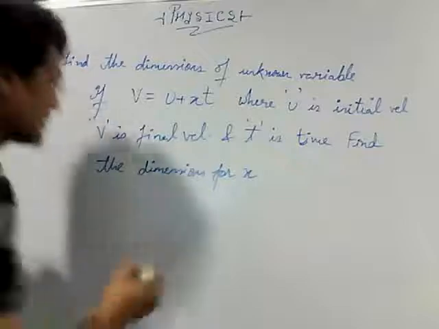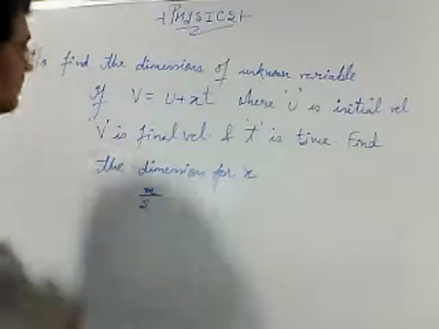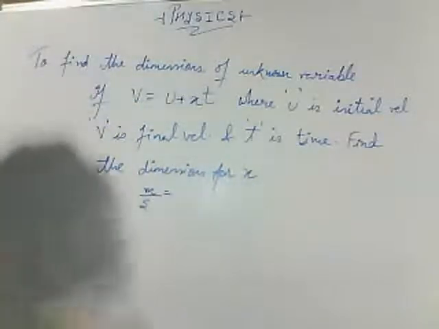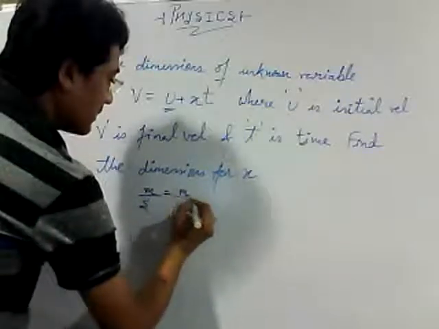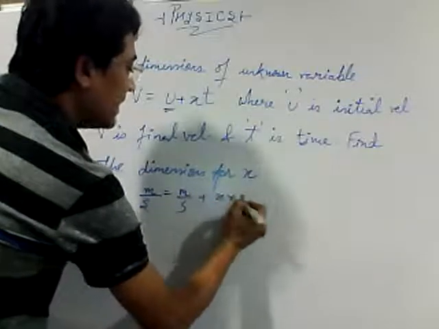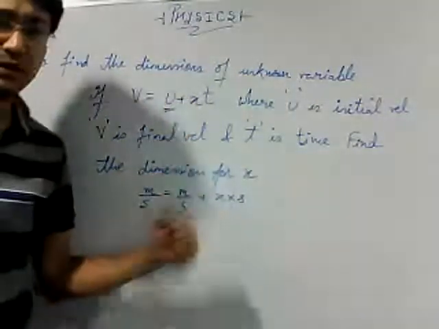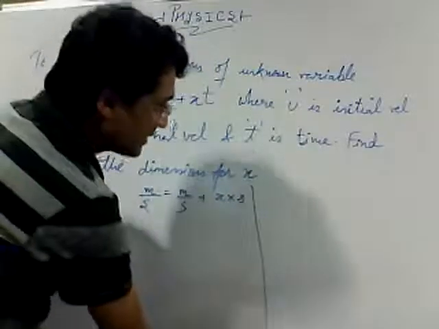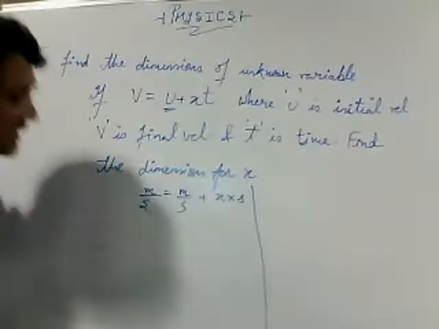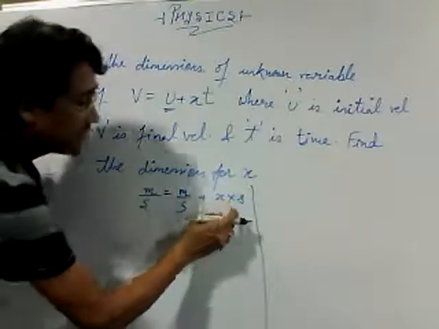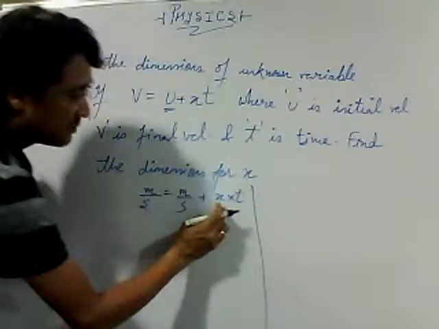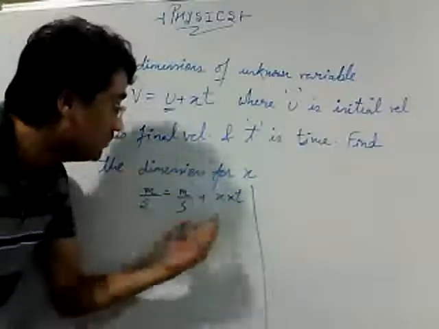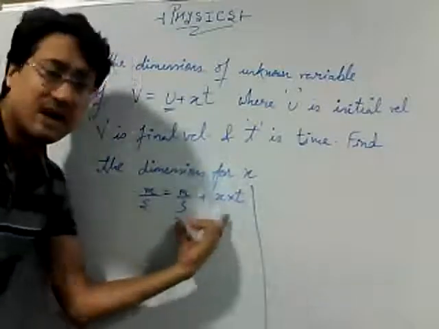So the unit of v is meters per second, equal to meters per second plus x multiplied by seconds. Now this question has been given, and you need to find the unit of x, the dimension of x. If you see, x multiplied by time is added to meters per second. It is already added to meters per second.